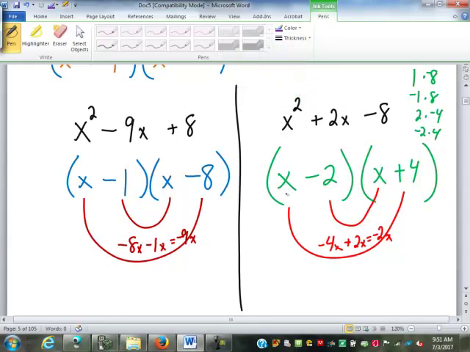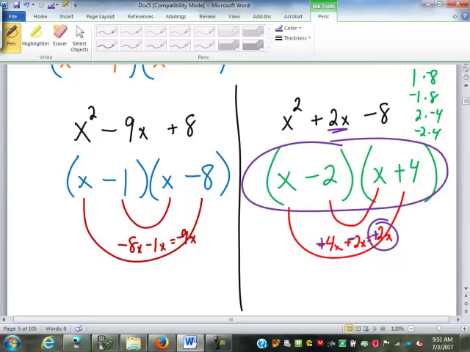So now it's x times 4, a positive 4x, and negative 2 times x is a negative 2x. That makes a positive 2x. So that's what we want. So it's x minus 2 times x plus 4.